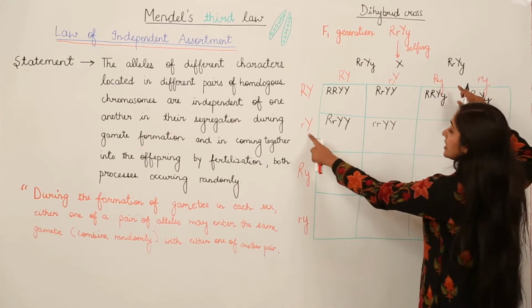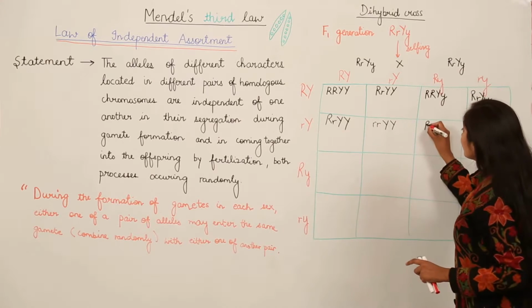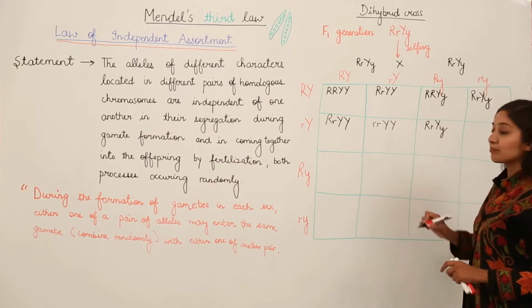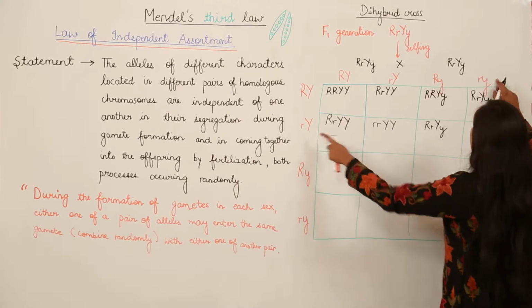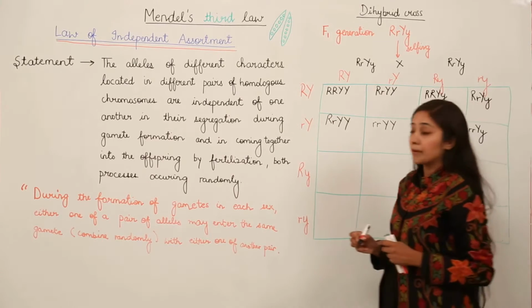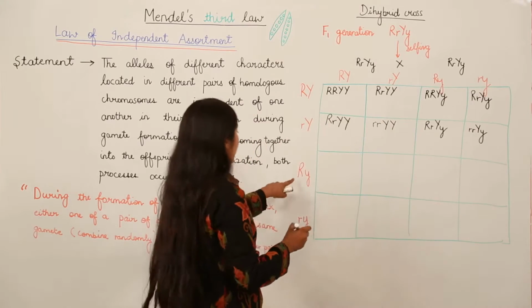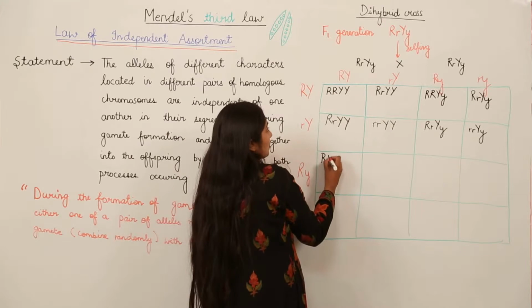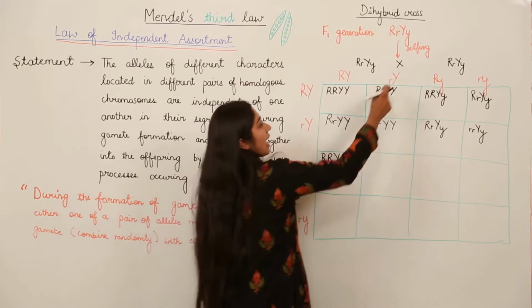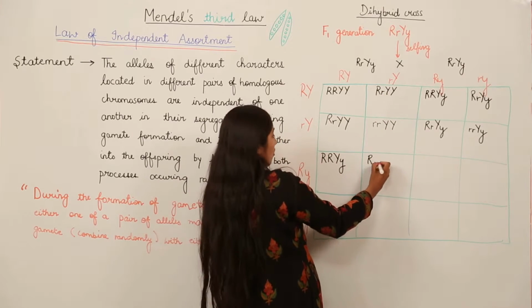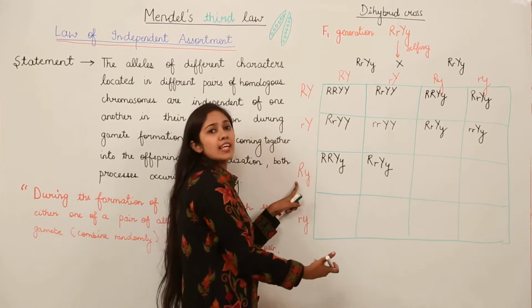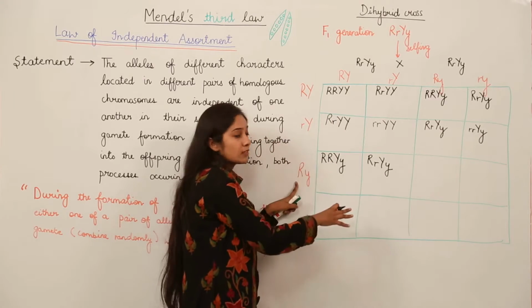Next, we will compare this and this. Capital R, small r, capital Y, small y. Next, we move on to this and this. We have 2 small r, 1 capital Y and 1 small y. Next, we are going to compare this with this: capital R, capital Y and small y. Next, this and this, we have capital R, small r, capital Y, small y. I hope you are going to make out what I am trying to say, how we are solving this Punnett square, how we are making this Punnett square.